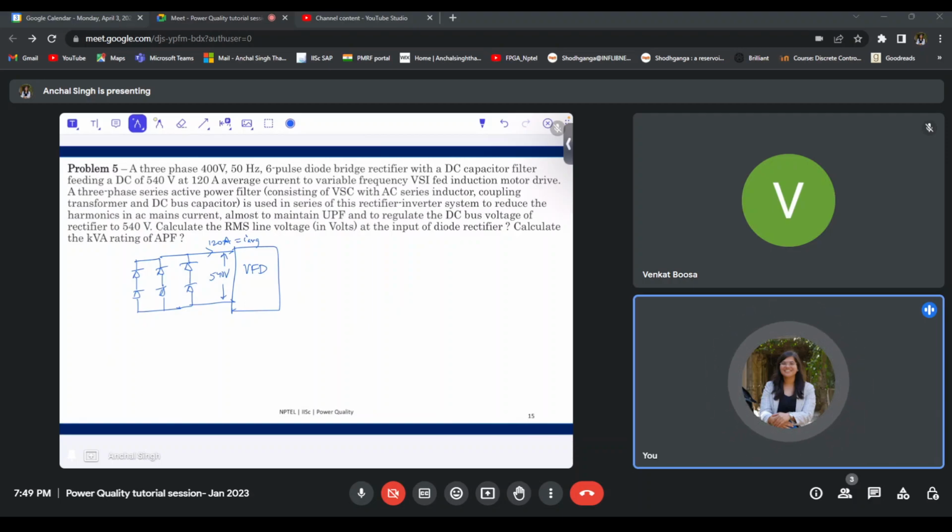Now a series active power filter is to be put in series in order to maintain the unity power factor and regulate the DC bus voltage of rectifier to 540 volts. So in order to do that, we need to calculate the RMS line voltage at the input of diode rectifier. So now we know the expression for the input voltage to the diode bridge rectifier with respect to the DC link voltage at the output, and we know the DC link voltage as 540 volts. So the output waveform for these diodes will be something like this, right? Stepped waveform basically.